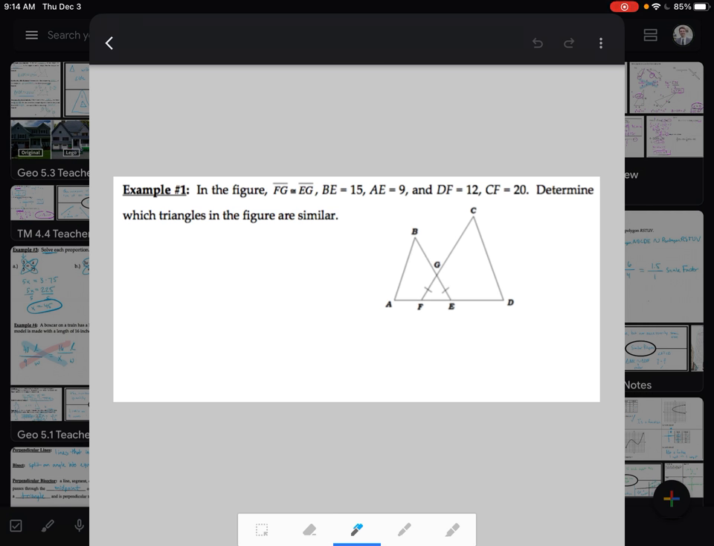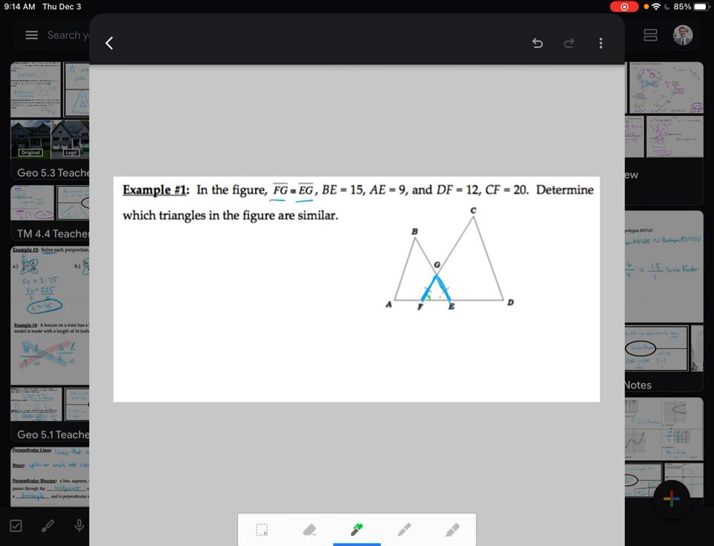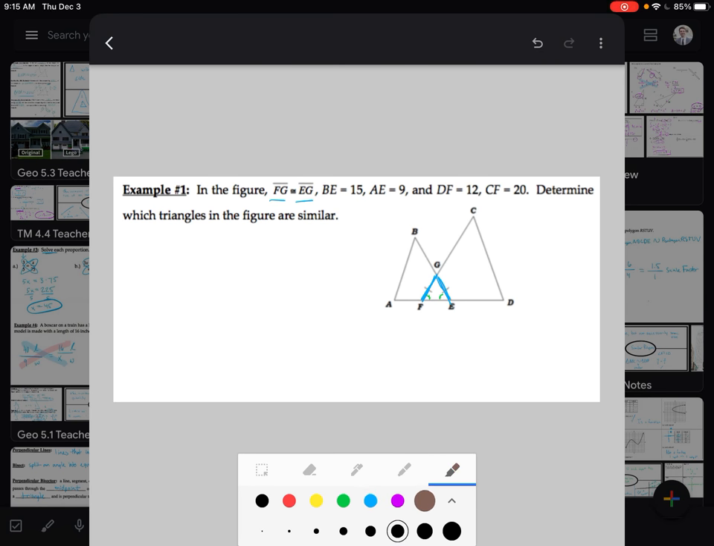practice. So in this figure, they're telling us that FG and EG are equal. So if we remember that, that's an isosceles triangle. We have two equal sides, so we know for sure that the angles that are across from these are also equal. So we can just draw that in. I'll do it in a different color here. We know that this angle is equal to this angle. So if we're looking at this here, the next thing that we'd probably want to do is see if we can prove one of these theorems.